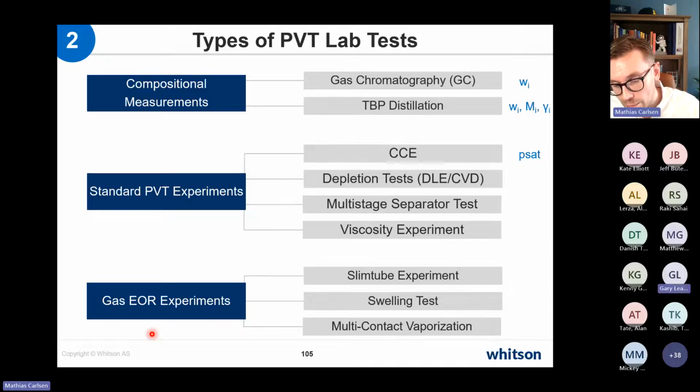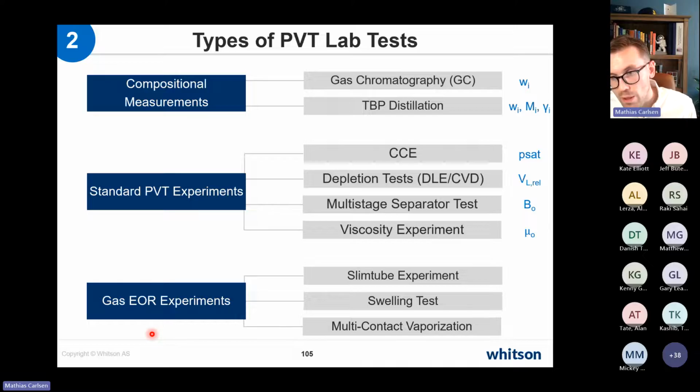And then you have the depletion tests. That will be, for instance, a so-called DLE or a CVD, and those are tests where you actually remove mass from the PVT cell, and you get compositional variations with each stage. That's where you, for instance, get liquid relative volume curves, shrinkage curves, dropout curves, etc., which you can now get in modern CCE cells too. Then you have your multi-stage separator test, which gives you your Bo.